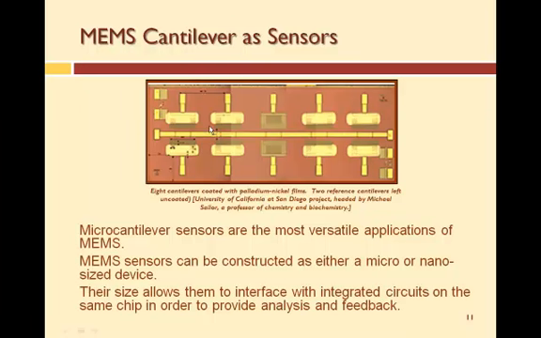Right, you need a reference to compare to, because every time you make a cantilever, it's going to have a slightly different vibrational mode. So you usually make a couple of reference ones to compare to, so you know when you sense something on the other ones. And you can get down to the nano with these. You can make them very, very small.